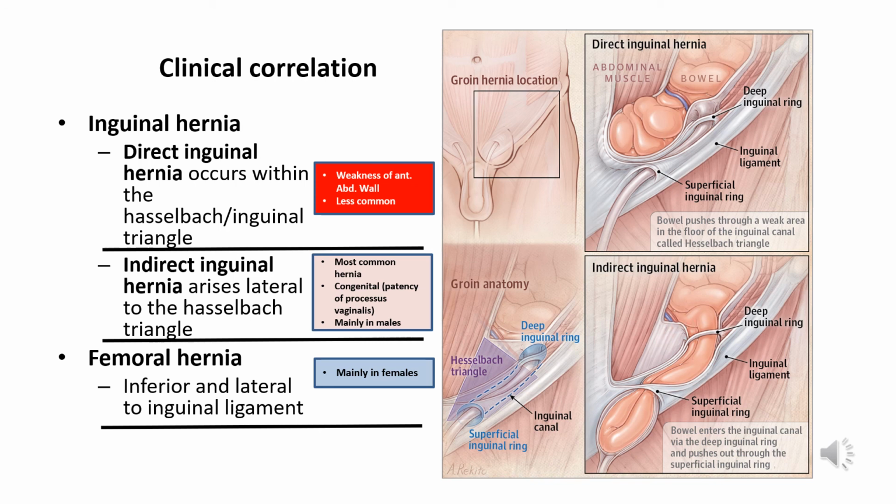Indirect inguinal hernia emerges at the superficial inguinal ring and descends to the scrotum, where it is covered by the external spermatic fascia, superficial fascia, and the skin. The hernia sac may be strangulated and the blood supply compromised at the deep inguinal ring. Another type of hernia is the femoral hernia, which is located inferior and lateral to the inguinal ligament.